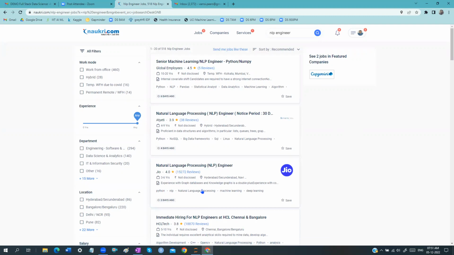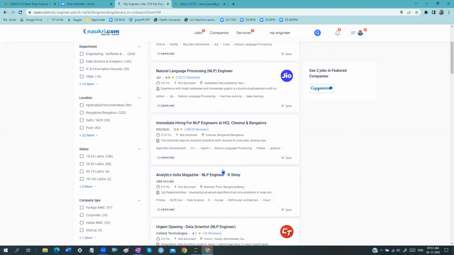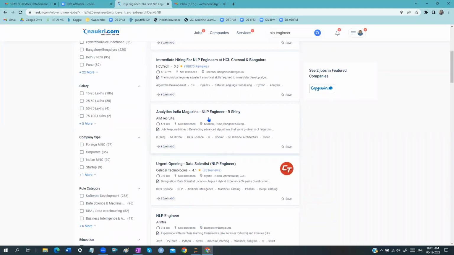So Python, NLP, machine learning, natural language processing, deep learning. You can see it actually, guys. Immediate hiring for NLP engineers at HCL, Chennai, and Bangalore. So we can see some of the skill sets that are going to be required. So we can see it actually, guys.